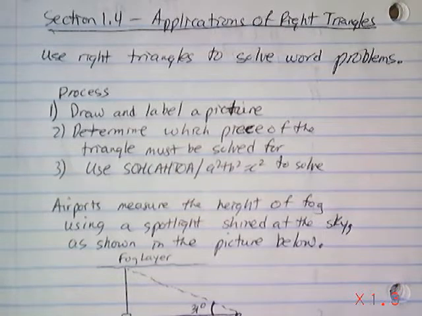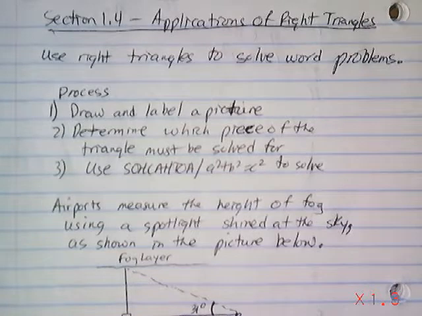But our process here is we're going to draw and label a picture. That's the first thing we have to do, is be able to draw and label a picture. And sometimes we'll give you the picture, which will help, and then we have to determine which piece of the triangle must be solved for. And then we're going to use SOHCAHTOA, and right now only SOHCAHTOA, and sometimes Pythagorean theorem, but for the ones we do today, we will not be using Pythagorean theorem. But when we get later in the book, we will be using Pythagorean theorem along with SOHCAHTOA. Something that we never want to forget, these two things.